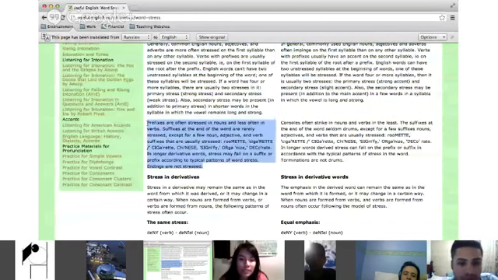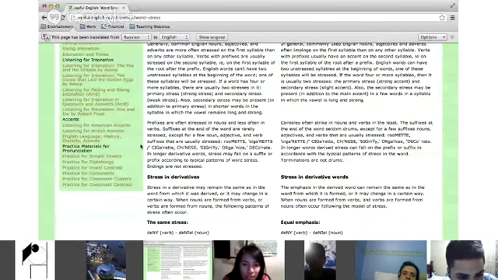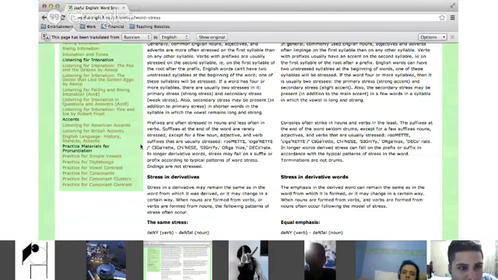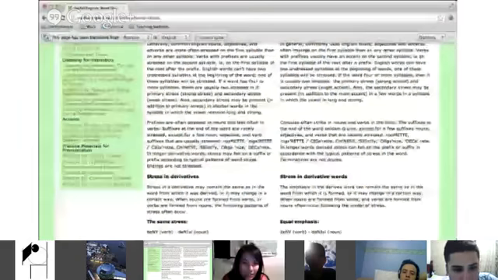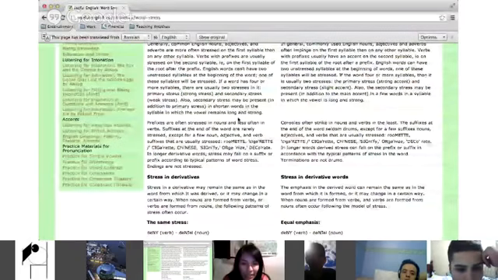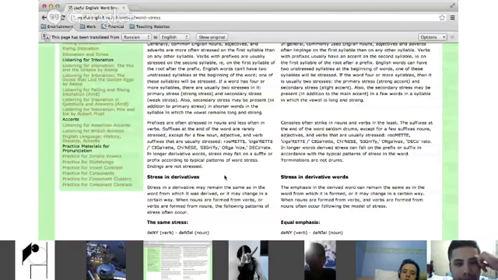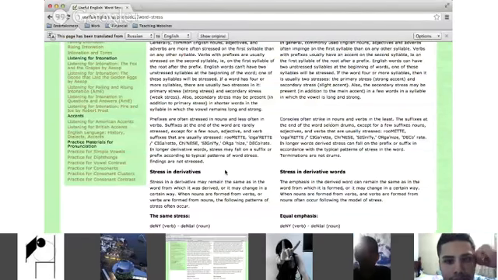Prefixes are often stressed in nouns and less often in verbs. Suffixes at the end of the word are rarely stressed except for a few noun, adjective, and verb suffixes: signify, organize, decorate. In longer derived words, stress may fall on a suffix or prefix according to typical patterns of word stress. And endings are not stressed.